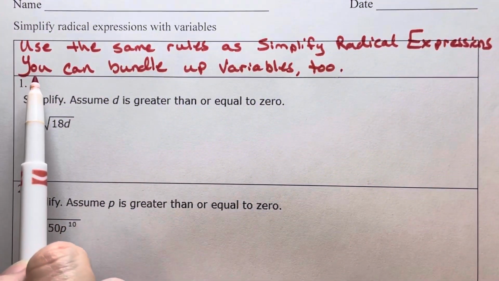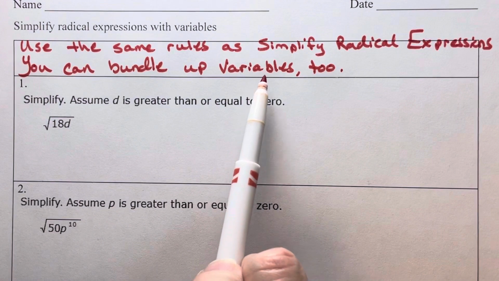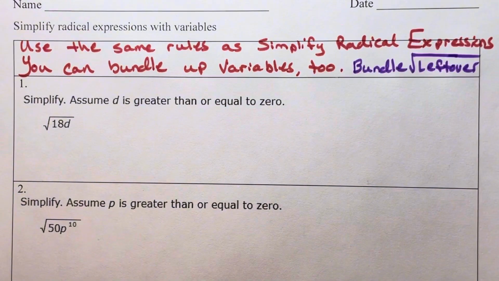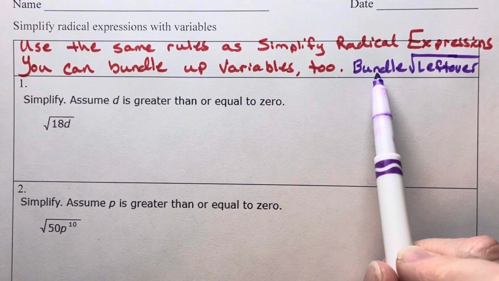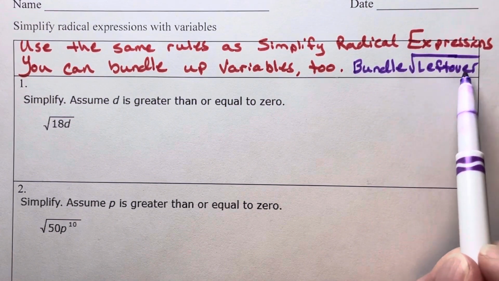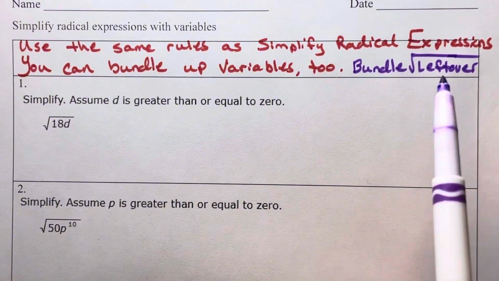So what we find is that you can bundle up variables too. And just like before, you will have bundles outside in front of a square root with the leftovers still inside of the root.